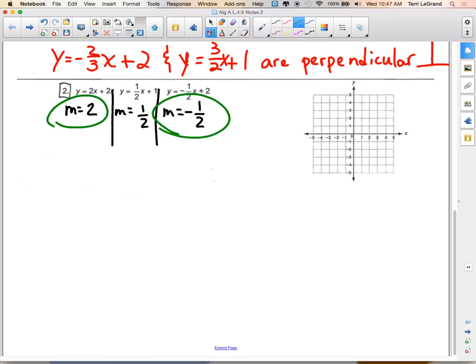So first of all, we're going to go down here and write y equals 2x plus 2 and y equals negative 1/2 x plus 2 are upside down capital T, right? Perpendicular.